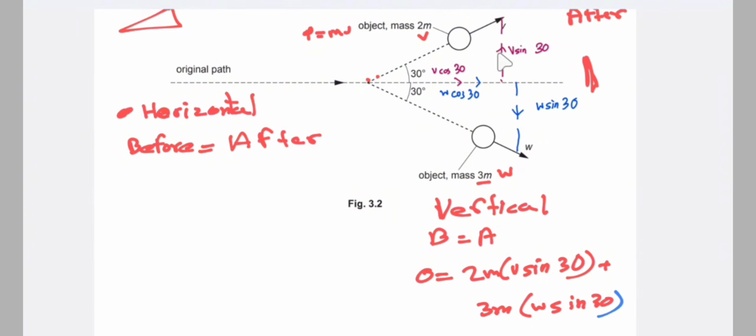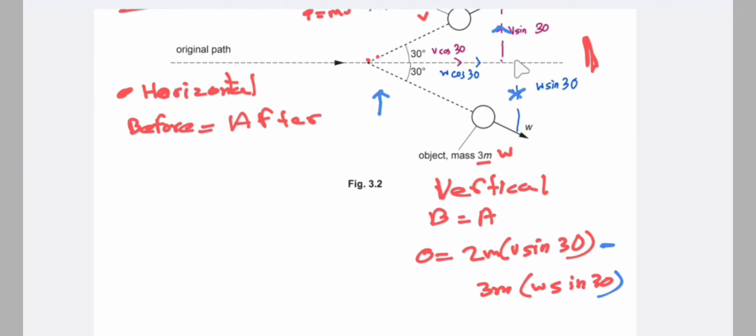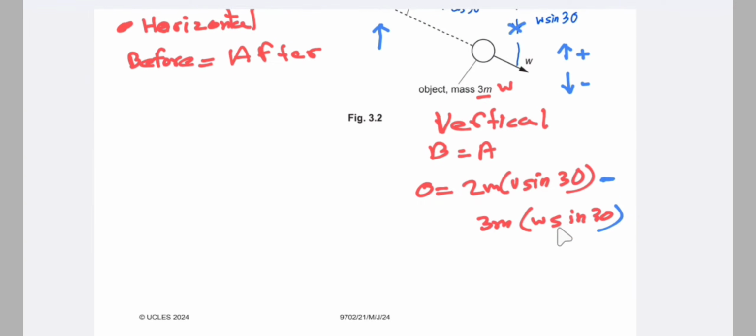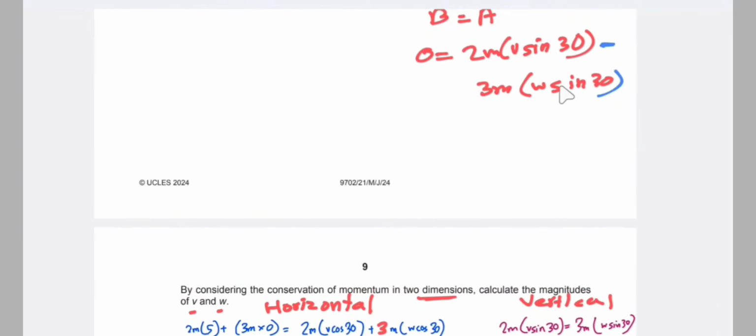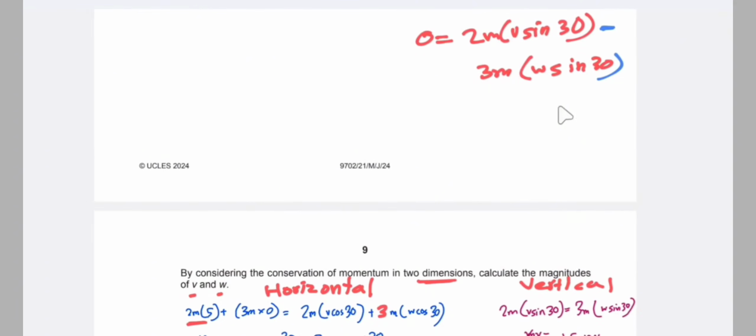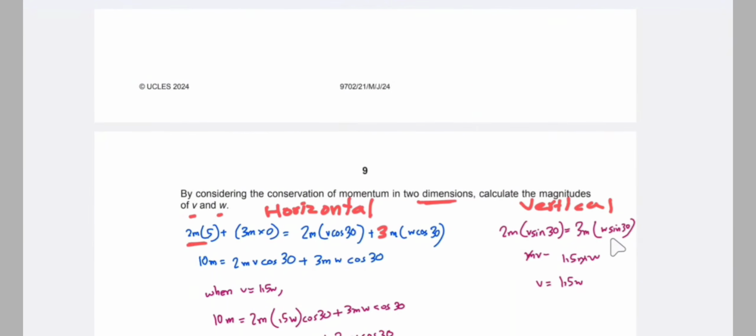Now here we know that one is moving upward while the other is moving downward. So if we consider the upward movement as positive, then obviously we need to consider the downward movement as negative. So the downward is negative, so we place a negative sign. So if we then solve, 2m v sin 30 is equal to 3m w sin 30.